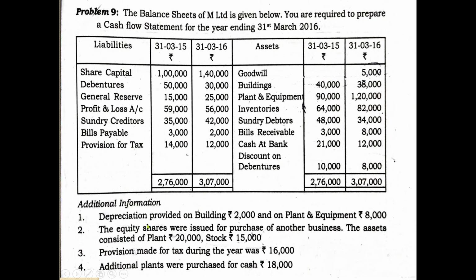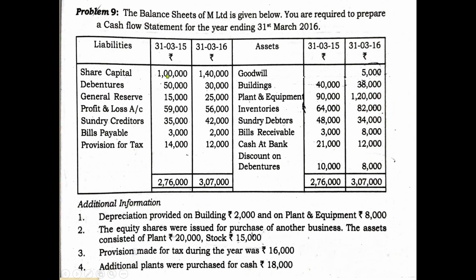In the adjustment, it is said that depreciation on building is 2,000, plant and equipment is 8,000. Equity share was issued for purchase of another business. That adjustment is a very tricky one. Usually that adjustment always includes a hidden information. So equity share was issued for the purchase of another business.